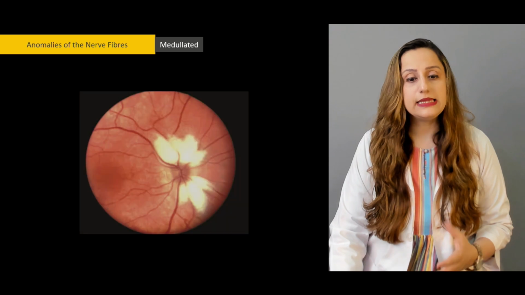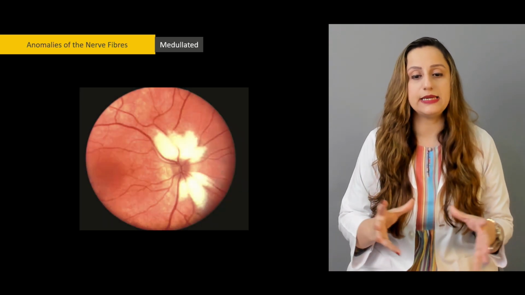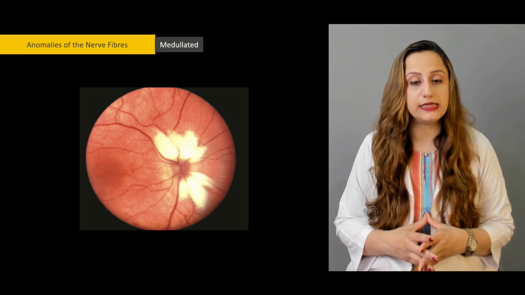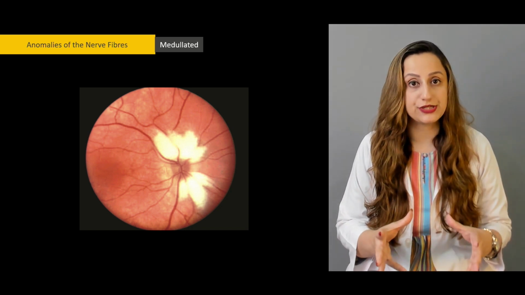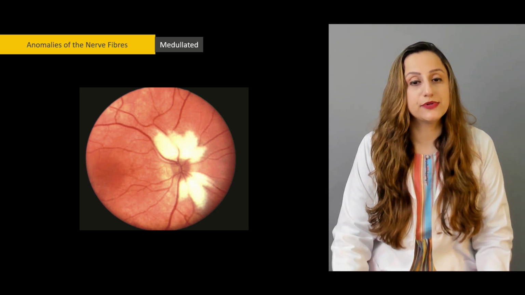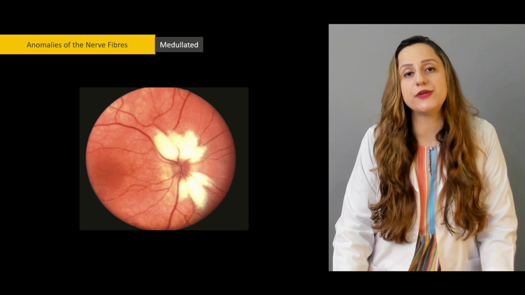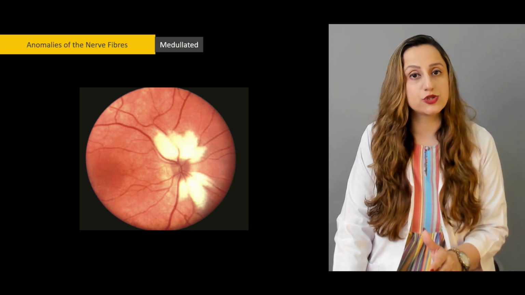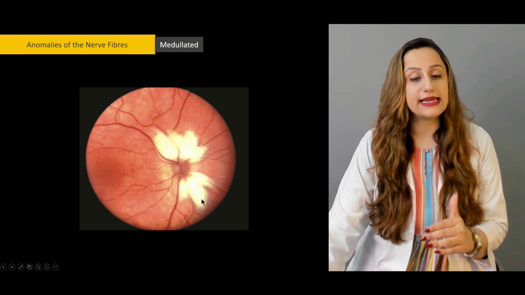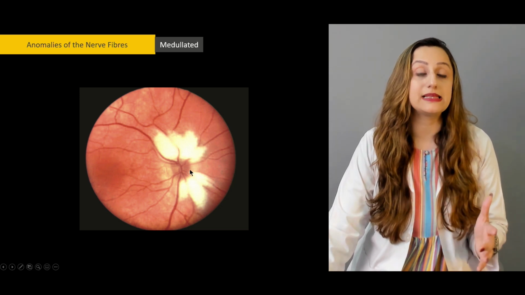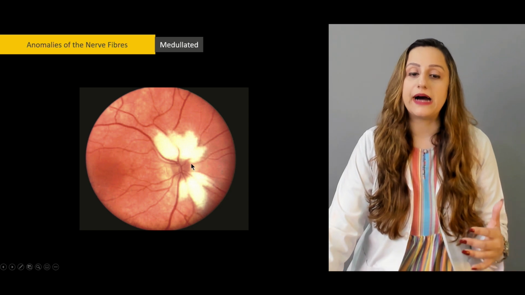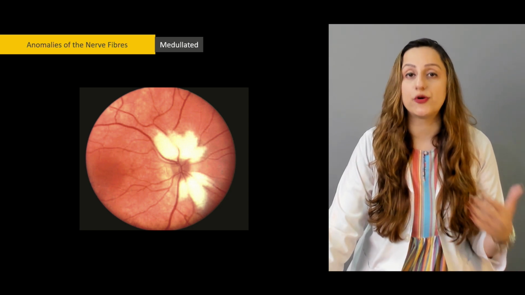Then we have the anomalies of the nerve fibers. We have the myelinated nerve fibers, we have the enlarged nerve fibers, and due to the lamina cribrosa, they are found to be myelinated. The presentation would be somewhat like this. The pallor that is present over here would be the main diagnostic factor when we have these myelinated nerve fibers and we are being suspicious. We perform the fundoscopy or ophthalmoscopy in these individuals, and we find these pale sites that are surrounding the optic disc. That is basically indicative of the fact that the nerve fibers are myelinated beyond the level of normality.